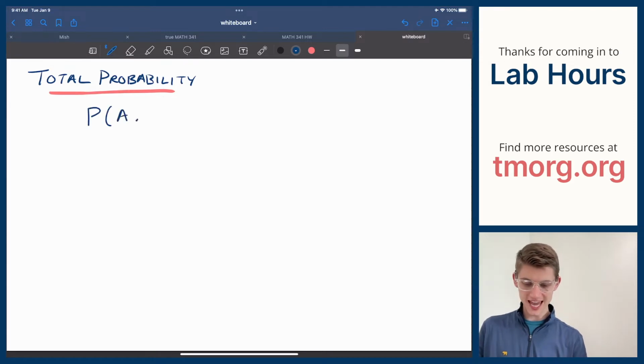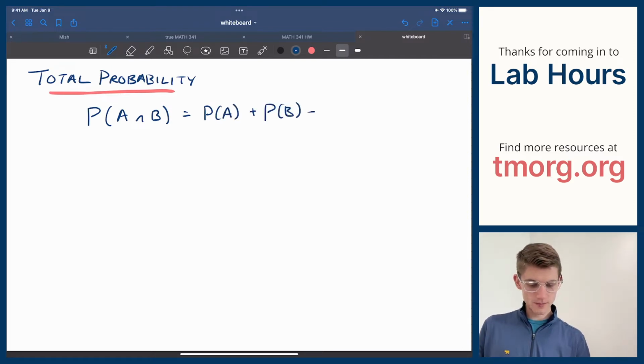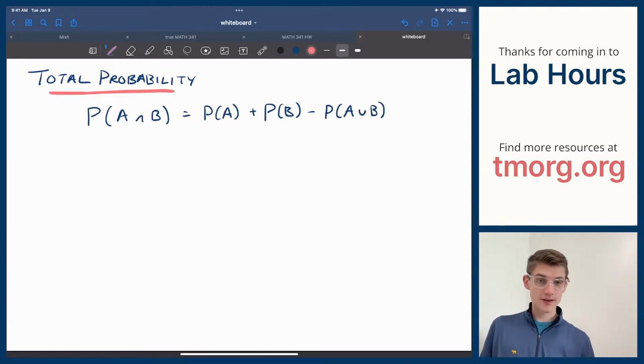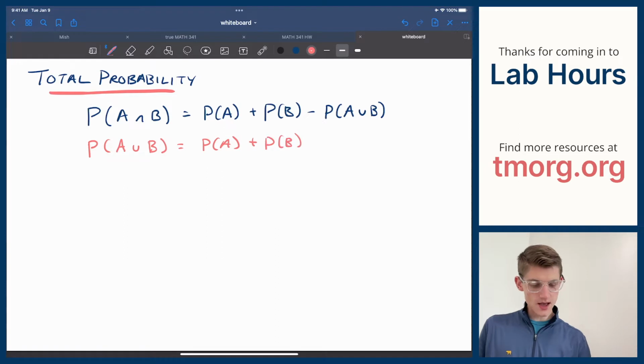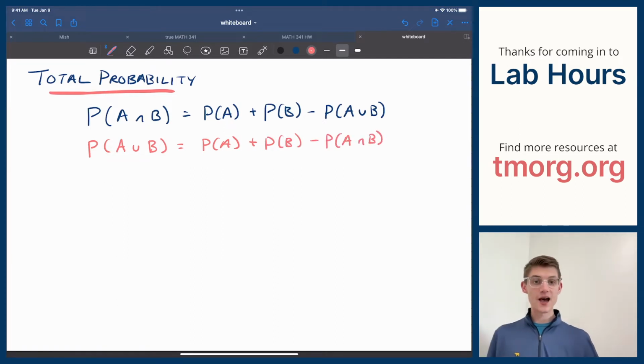The probability of A intersect B is equal to the probability of A plus the probability of B minus the probability of A union B, and vice versa: the probability of A union B is equal to the probability of A plus the probability of B minus the probability of A intersect B. Now, we know this is the math. This is just a formula, right?